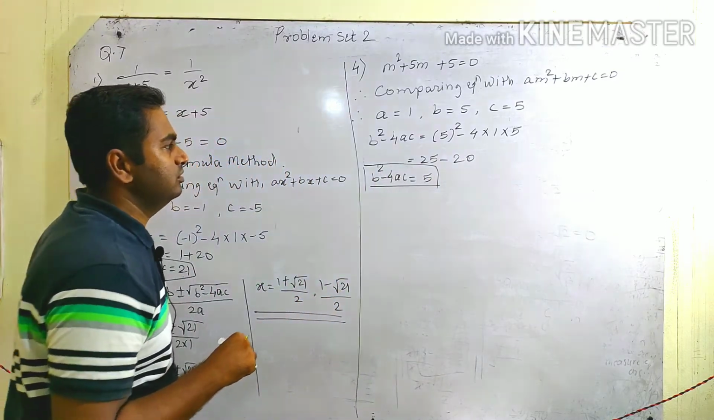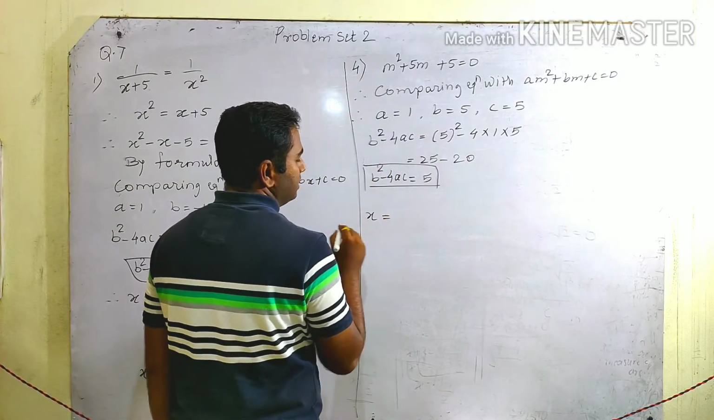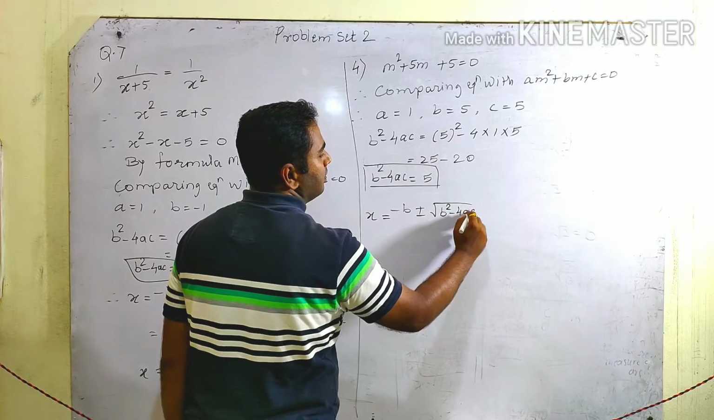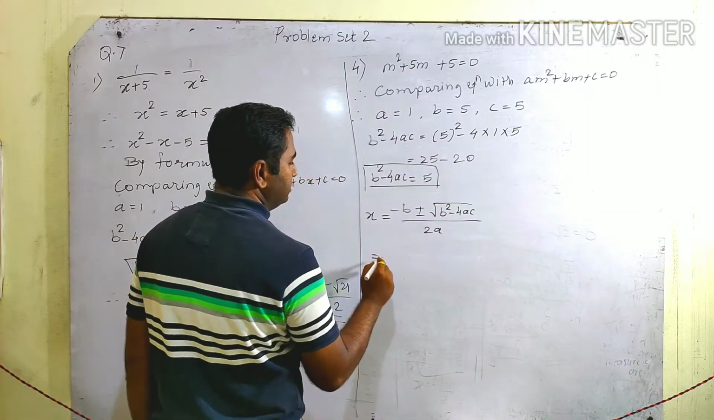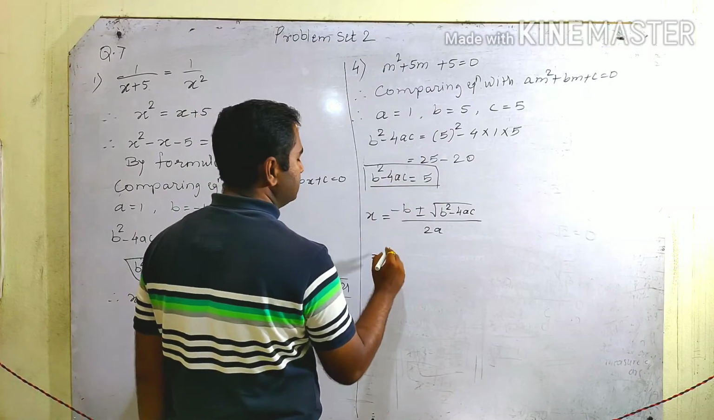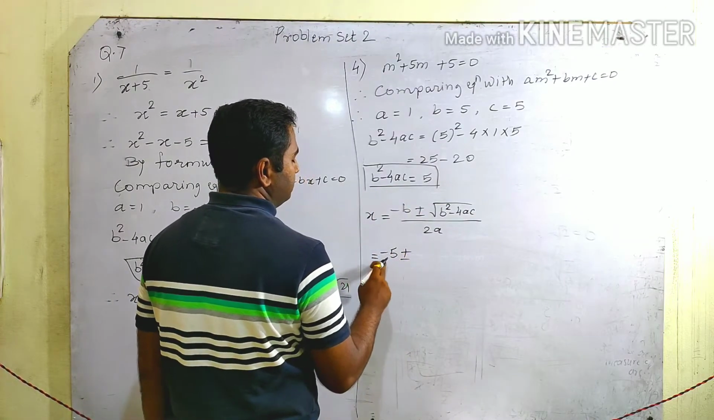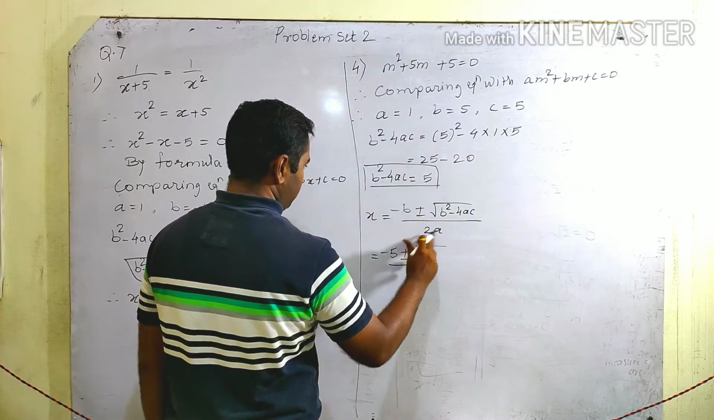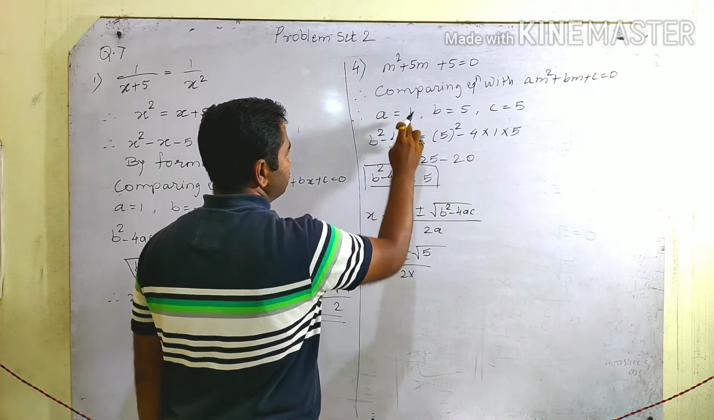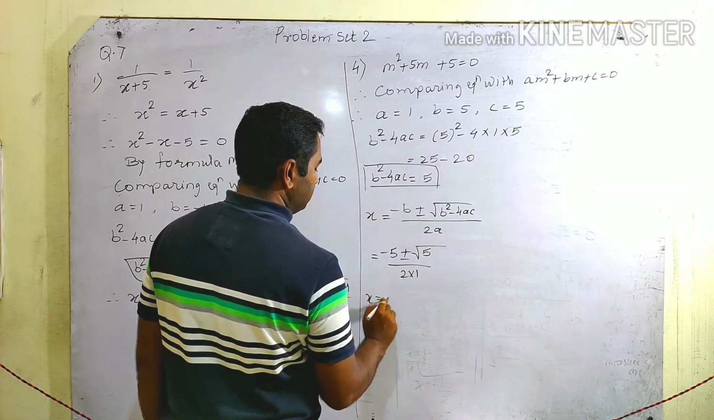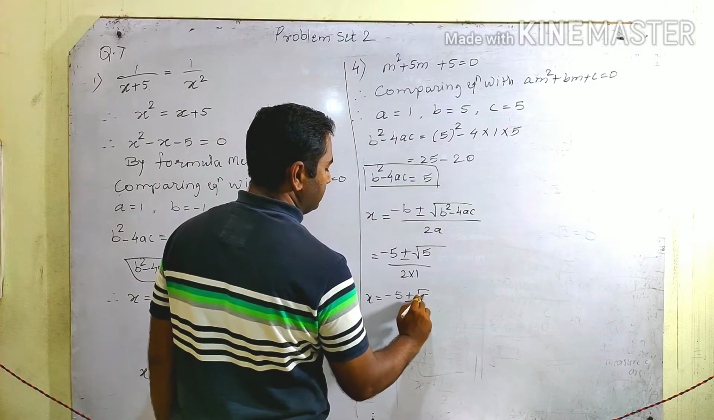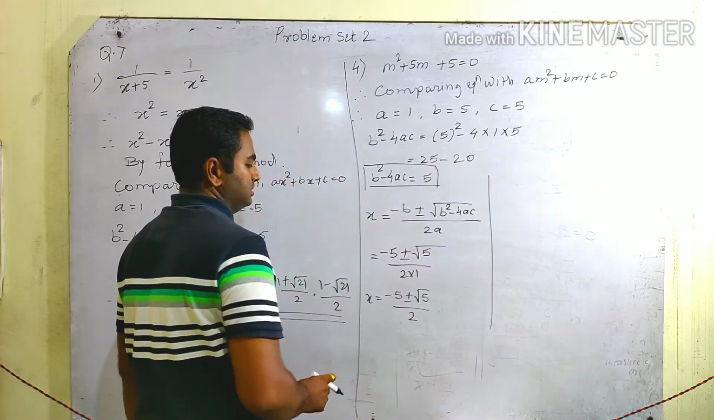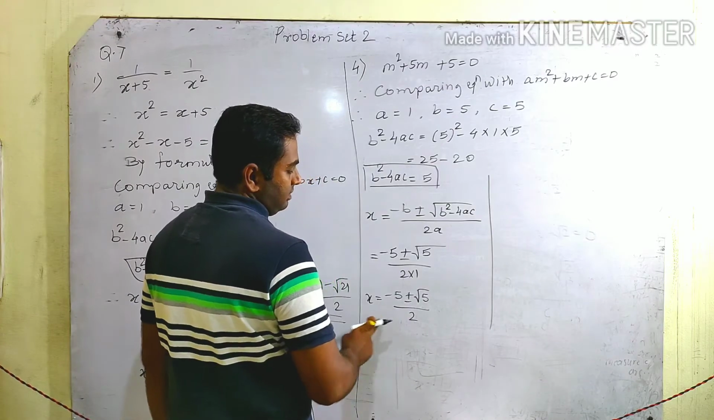Now we put the values in the formula. Now what is the formula? X is equal to minus b plus minus under root b square minus 4ac upon 2a. So if we put these values, then minus b, that is minus 5 plus minus under root b square minus 4ac value is again 5 upon 2a. Here a's value is 1. So x is equal to minus 5 plus minus under root 5 upon 2 ones are 2. So we get the answer, because पुढे काही करू शकत नाही आपण त्याला.